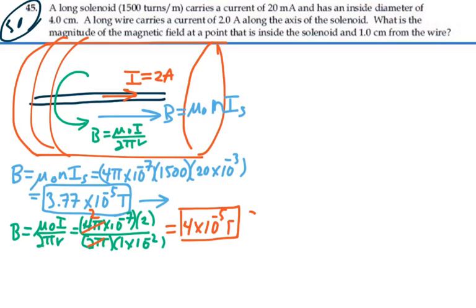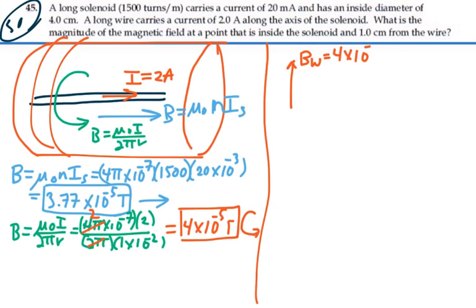And it's going to be going circularly around. It's going to be perpendicular to the axis of the solenoid itself. So we're going to end up with this last magnetic field, the magnetic field of the wire, which is 4 times 10 to the minus 5 Tesla. And then we have the magnetic field of the solenoid, which is 3.77 times 10 to the minus 5 Tesla. And they are perpendicular to one another.